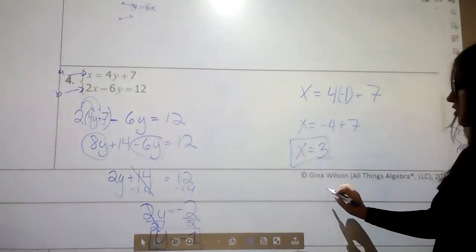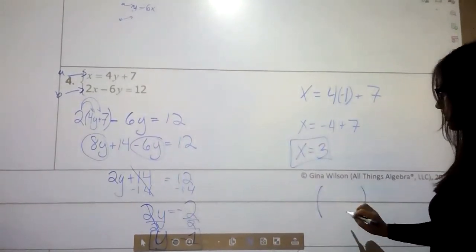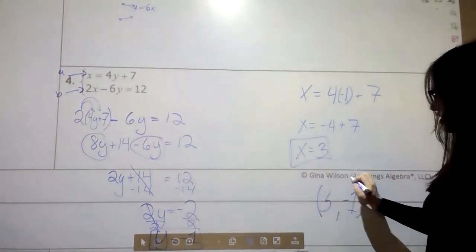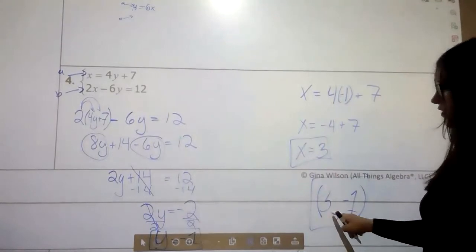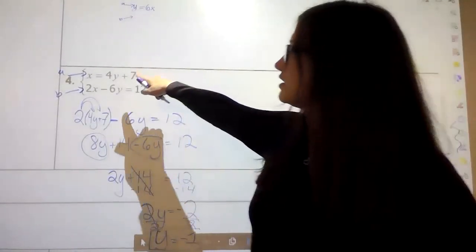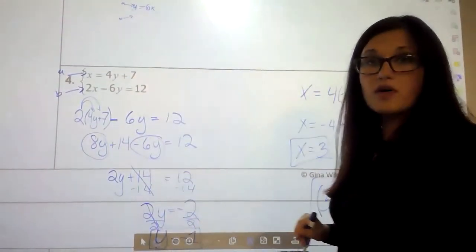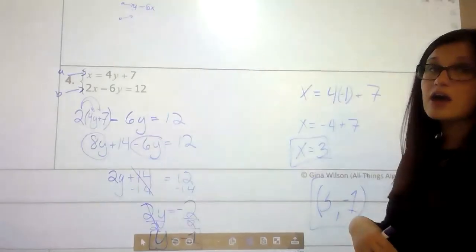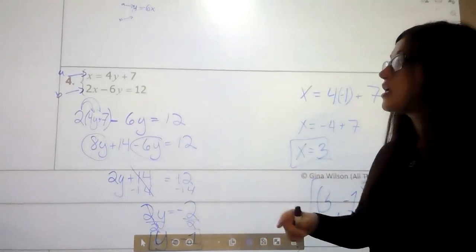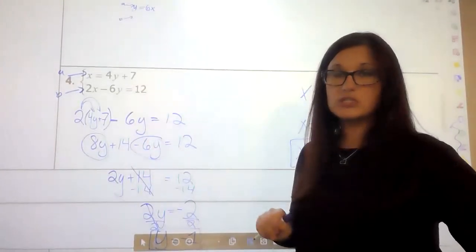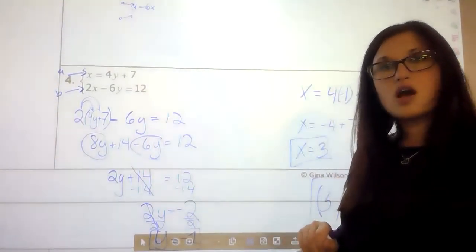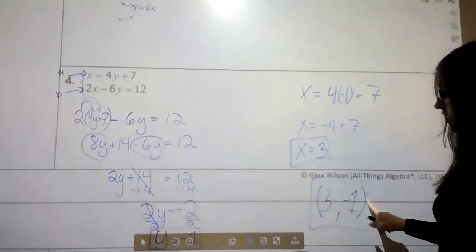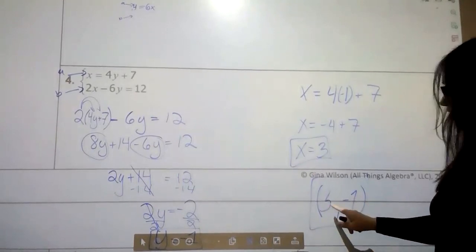Okay, so my ordered pair is, you put the x first, 3, and then the y, negative 1. So if I took this 3, negative 1, and plugged it into these equations, those equations would be satisfied. Also, thinking about how we did this graphically, if we graph these two equations, where would they cross? Remember, they cross at their solution. So I would know that they would cross at the coordinate 3, negative 1.